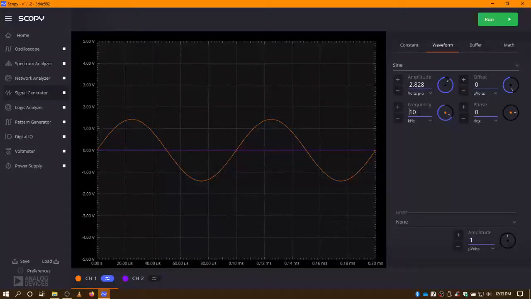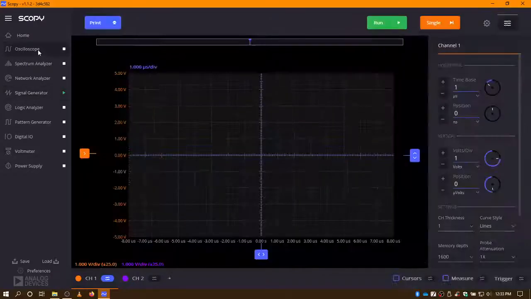Now these frequencies and amplitudes, you can adjust them using the knobs here. As you can see, you can adjust it up and down that way too, using the knob and the scroll wheel on your mouse. Okay, so right now I've set it again for 2.828 volts peak to peak with a frequency of 10 kilohertz. I'm going to click Run. Now I'll go over to the oscilloscope feature. I'm going to click Run on that and turn it on.